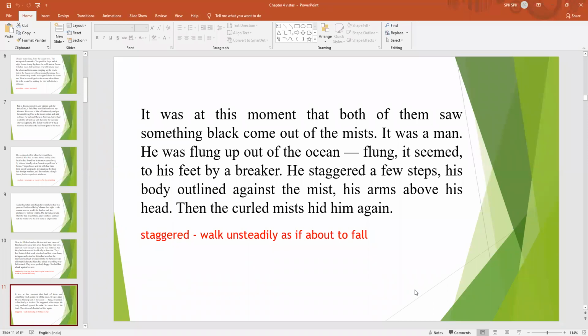It was at this moment that both of them saw something coming black out of the mist. Now, what happened, children? They were standing in the veranda, facing towards the beach. I told you what the climate was there outside, and at that moment they were just enjoying their time over there. They were standing with each other, holding their hands, and at that moment they saw a figure appear out of the mist. They saw a black figure come out of the mist.